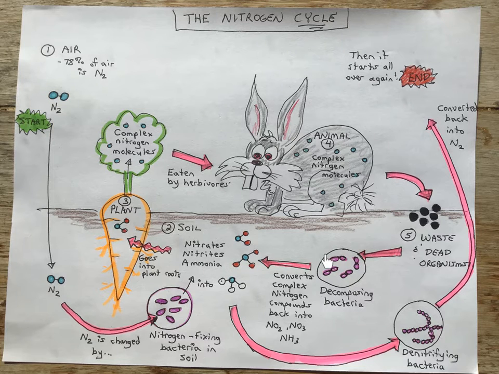We also need the nitrogen to get back into the air. It's a cycle. It repeats itself. So there's another kind of bacteria called denitrifying bacteria, and they take the nitrates, nitrites, and ammonia and turn it back into N2. And now it's back in the air, and the whole thing can continue to happen.